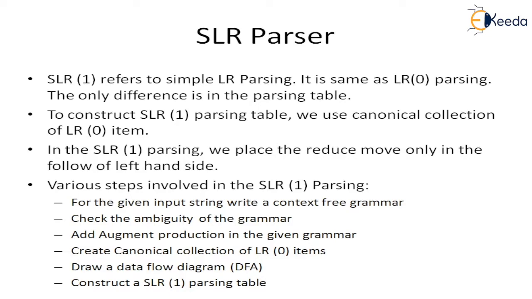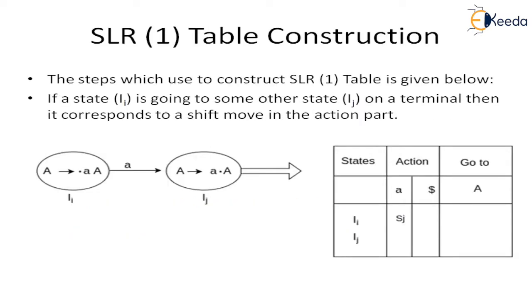Then we create the canonical collection of the LR0 items, then draw the DFA diagram, and finally construct the SLR1 parsing table. How that SLR1 parsing table is constructed is the main thing. Under this SLR parser, the construction contains different steps which are used to construct the SLR parser.